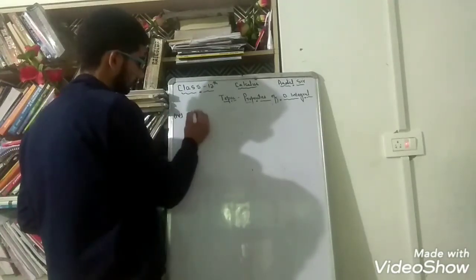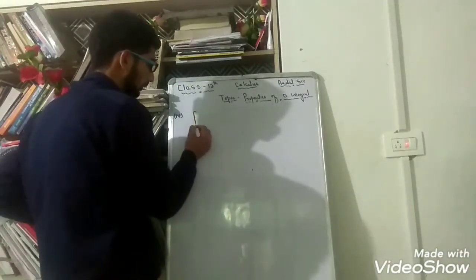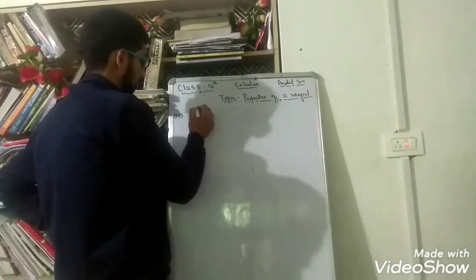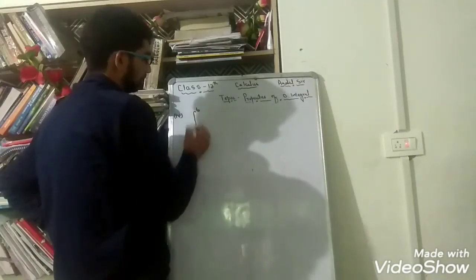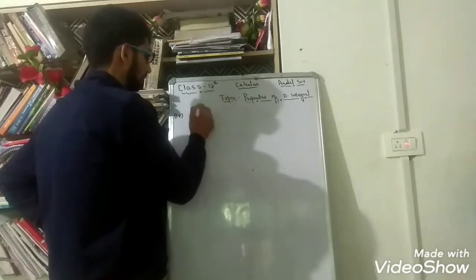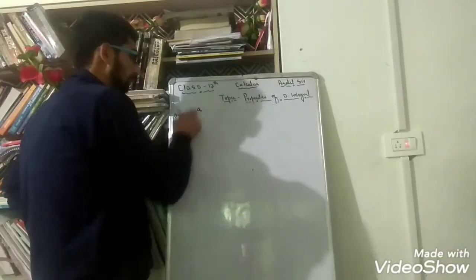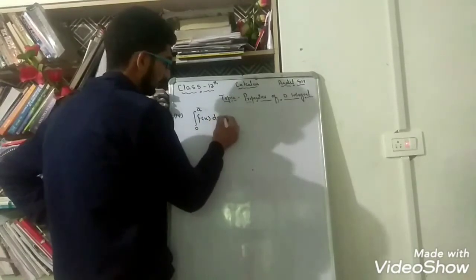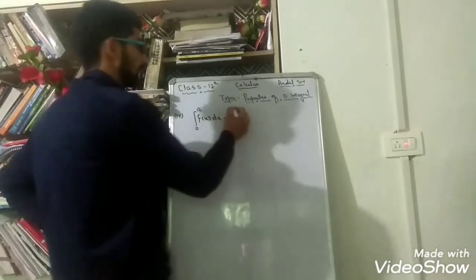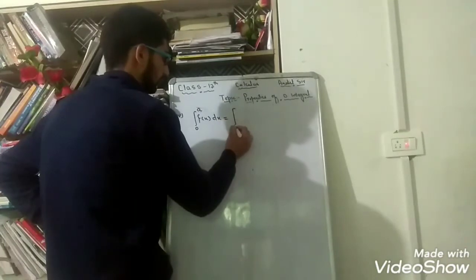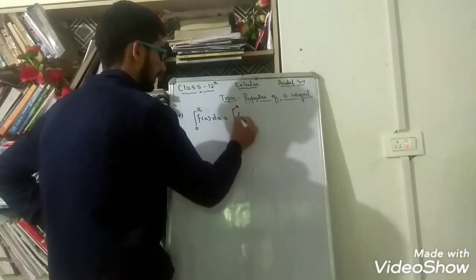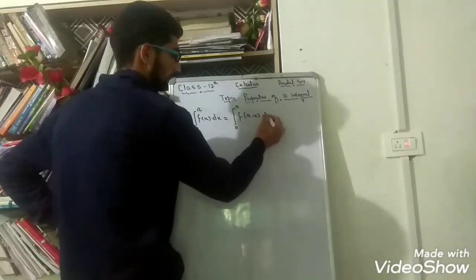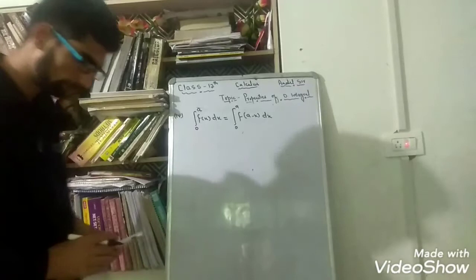Fourth one: if we have a lower limit 0 and an upper limit a, the integral from 0 to a of f of x dx, then we can write this as the integral from 0 to a of f of a minus x dx. This is our fourth property.